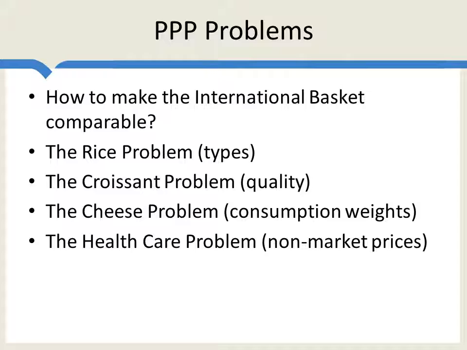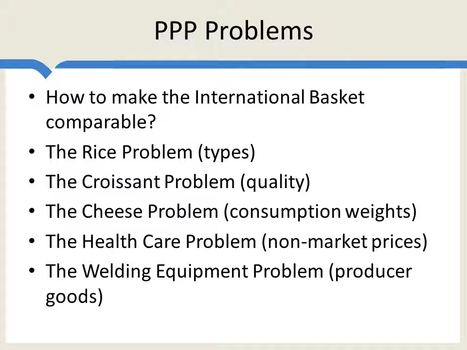Then there's the healthcare problem. How do you measure the prices of goods which aren't bought and sold in markets? Healthcare is a big part of GDP, and yet for the most part, we don't have prices for a heart surgery or for diabetic treatment or something like this. So in this case, we usually measure by the cost of the inputs, which is not as good a solution.